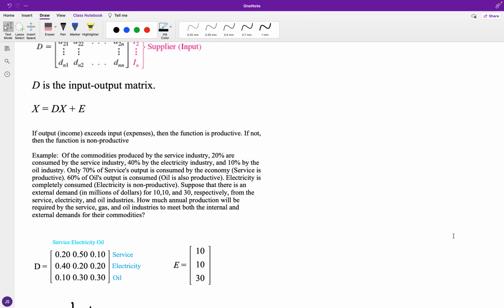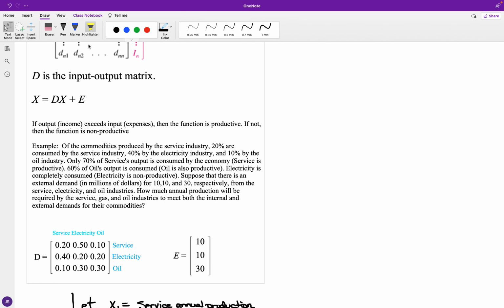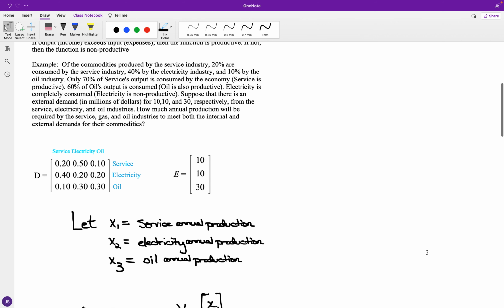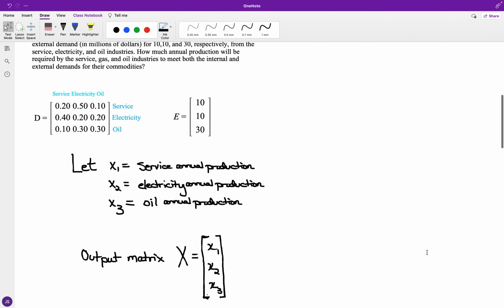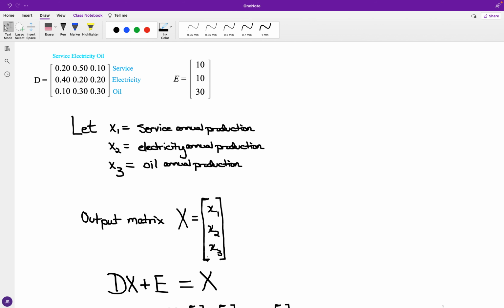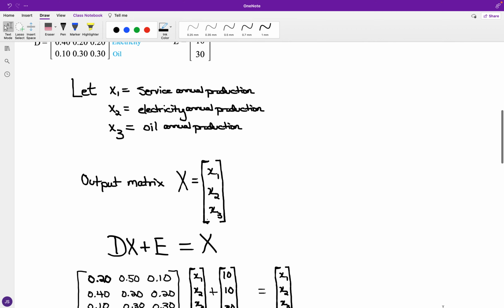Looking at the Leontief matrix equation, X is equal to DX plus E, and we have D and E established. For the output matrix, we'll say that x of 1 refers to the service annual production, x of 2 to the electricity, and x of 3 to the oil. So the output matrix is going to be a 3x1 array consisting of x of 1, x of 2, and x of 3.